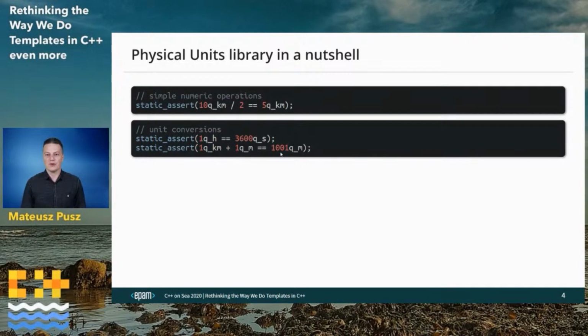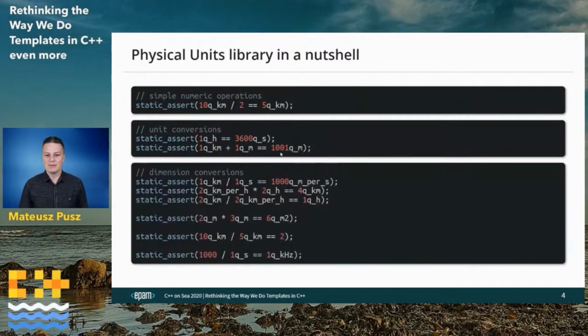So that's nothing new. However, a physical units library doesn't care about only one dimension. It cares about more. So you can find here, for example, conversions between two different dimensions, between kilometers and seconds. If you divide those, you will end up with speed. If you multiply speed by time, you will get length. If you divide length by speed, you will get time.